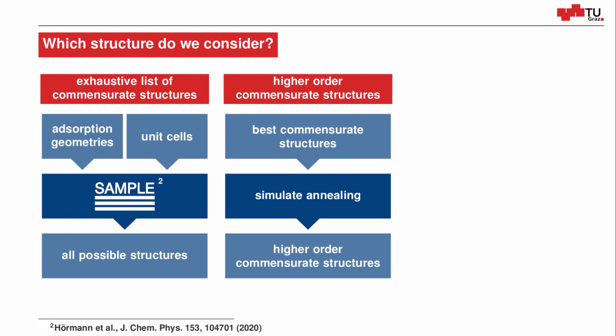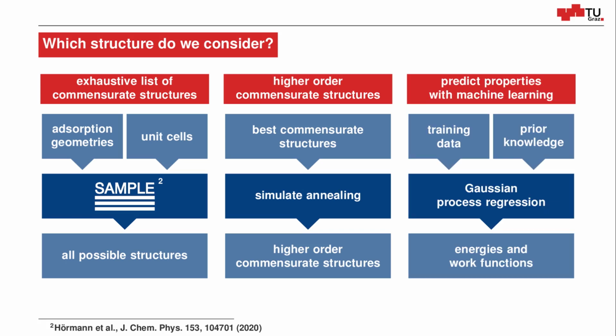In total, this gives us a couple million different possible structures, which is clearly far too many to deal with density functional theory. So we are going to use machine learning to find the properties that we're interested in, and we're interested in the energy and the work functions. This requires some training data where we calculate energies and work functions with density functional theory for a couple hundred structures, some prior knowledge, and then we put this into a Gaussian process regression algorithm, and that then allows us to predict energies and work functions.